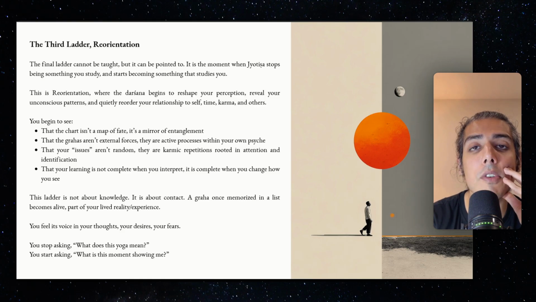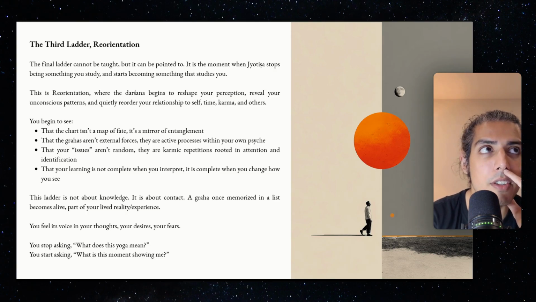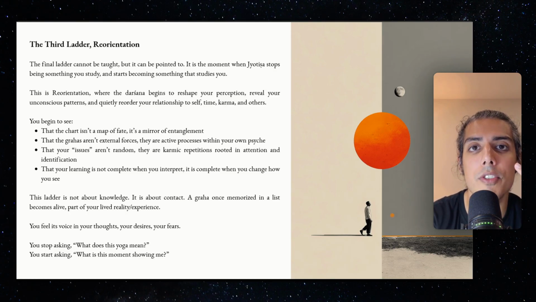So this ladder is not about knowledge, it is about contact. A graha once memorized in a list becomes more alive, a part of the lived reality and experience, and becomes more real. Jyotish becomes more matter-of-fact than something fascinating or something that merely evokes curiosity or just a bunch of concepts. It's not just, oh, interesting. It's like, whoa, interesting. It blows your mind and changes things and makes you ask questions, and you become more silent and more mature in your studies gradually.